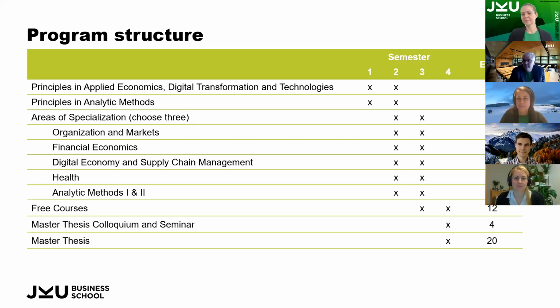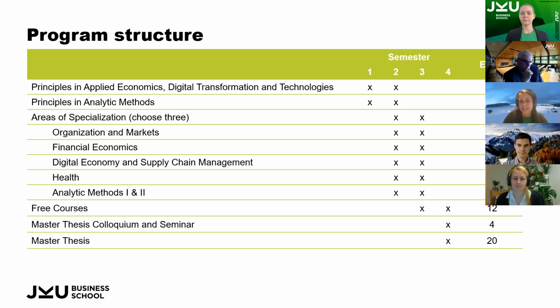Then a bit about the program structure. You will start with Principles in Applied Economics, Digital Transformation and Technologies, where you get an introduction to econometrics. You will learn how to use the programming language Python, which is the data science and analytics language. So you need to know that in order to be ready for the job market afterwards. And once you have acquired the basics, then you can start with the principles and analytic methods, which make up another 24 ECTS.